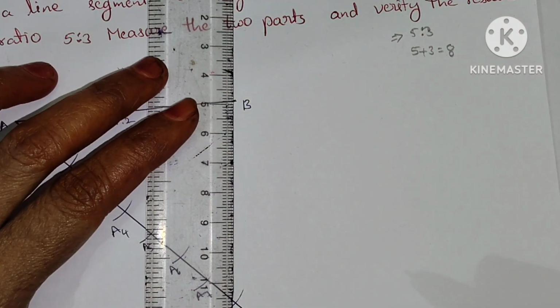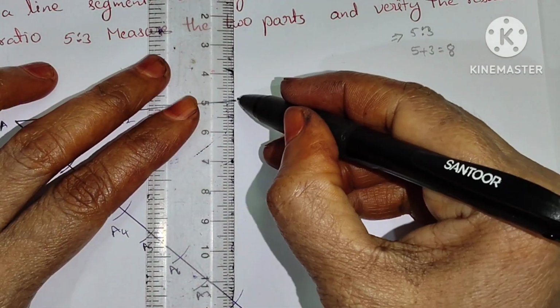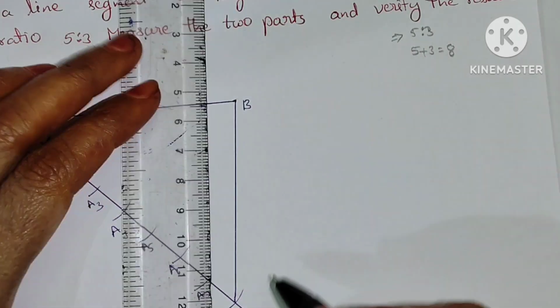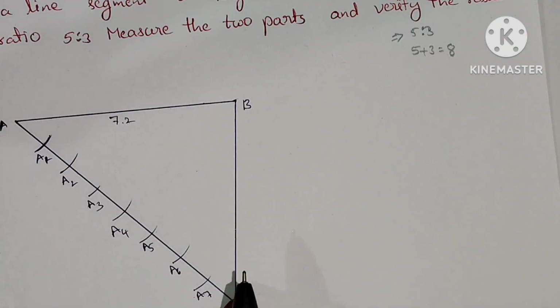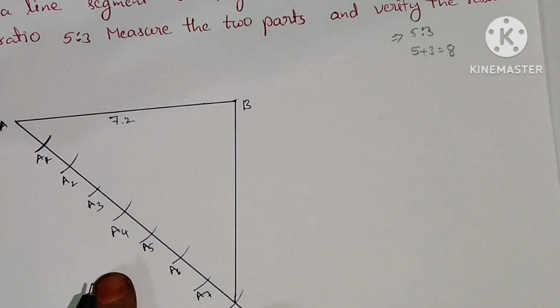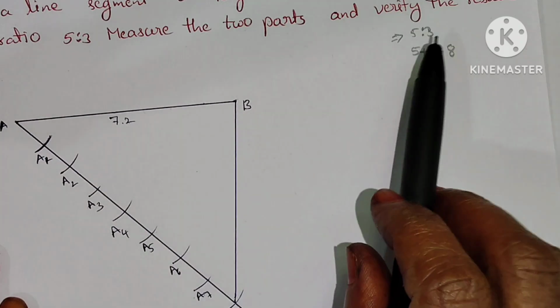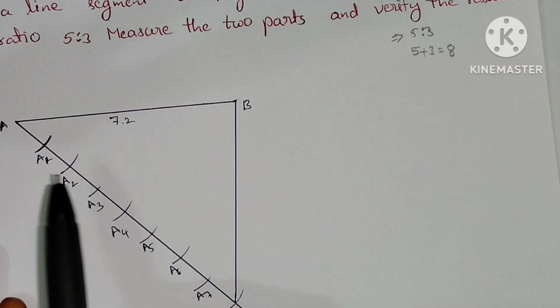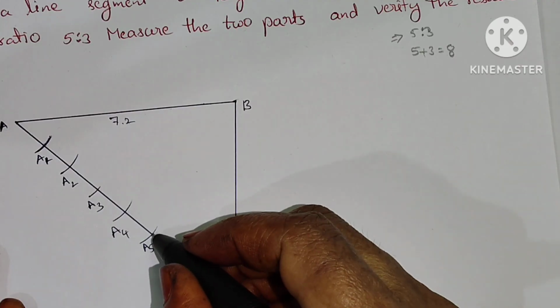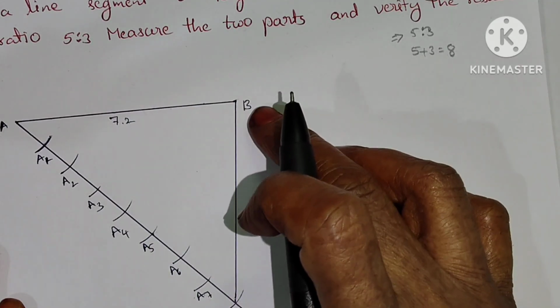Now we join the points A8 and B. So here we join these two points. This is A8 to B. Now we draw a line parallel to A8B. The other point is for the 5:3 ratio: 1, 2, 3, 4, 5, A5 here. From this point we draw the line parallel to A8 to B.